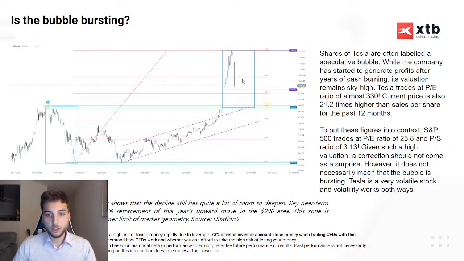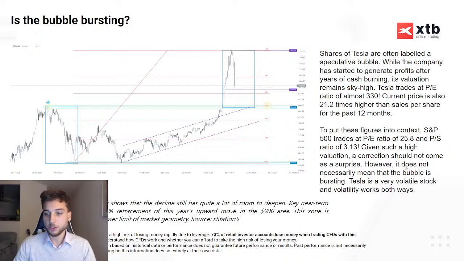So here we have the daily chart, a huge drop, obviously, from around 1237 to around $1,000. Shares of Tesla are often labeled a speculative bubble. While the company has started to generate profits after years of cash burning, its valuation remains sky high. Tesla trades at a price to earnings ratio of almost 300. The current price is also 21.2 times higher than sales per share for the past 12 months. To put these figures into context, the S&P 500 trades at a PE ratio of 25.8 and a price to sales ratio of 3.13. So you can see here 25.8 compared to 330, and 3.13 compared to 21.2.